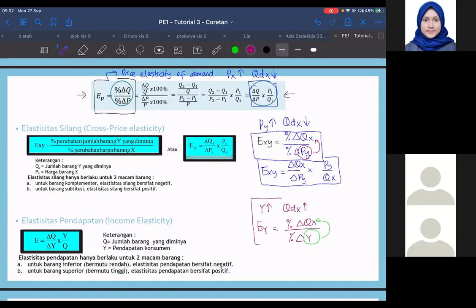So this is the equation of income elasticity. For equation 2, we have the percentage change of Qx per percentage change of Y, or income, times Y per Qx. That is the formula of income elasticity. Basically, if you know the formula for the price elasticity of demand, you will not find it difficult to find the formula for cross price elasticity and income elasticity.